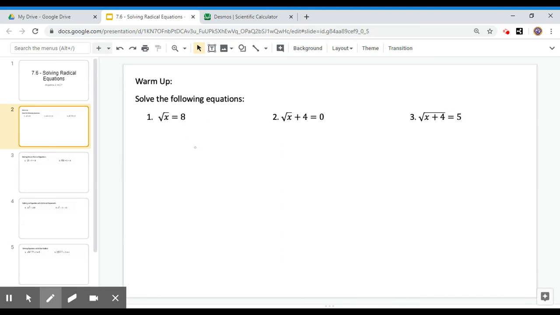If you recall, in order to solve a square root problem, you just need to get the square root alone, kind of like it is in number 1, and then square both sides. So we have square root of x equals 8. If we square both sides, square root of x squared equals 8 squared. The square root and the square cancel out. So then we have x equals 8 squared, which is 64.